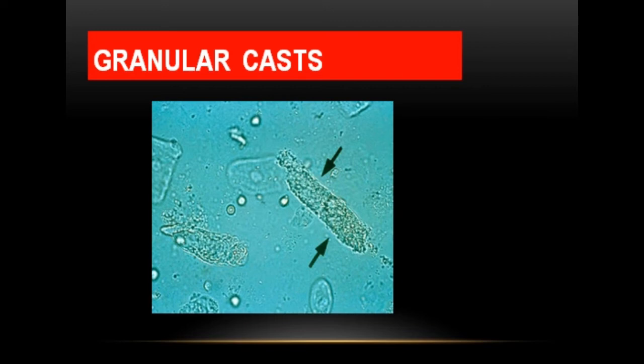So, granular and waxy casts are believed to be derived from renal tubular cells, and these 2 casts are basically believed to reflect damage of the dilated tubules, and therefore they are usually seen in kidney disease. They are not present initially, so both granular cast and waxy cast are indicative of a pathological condition.